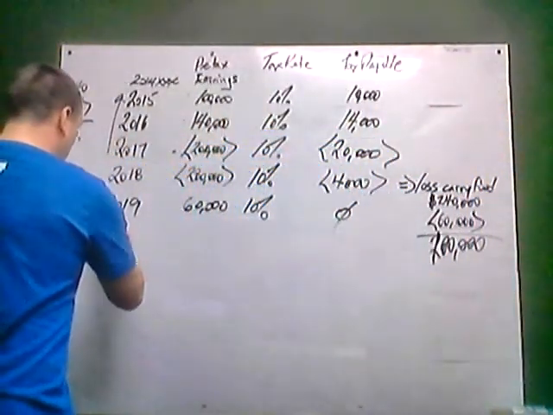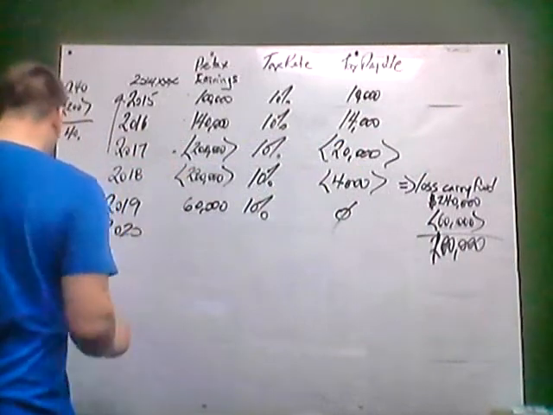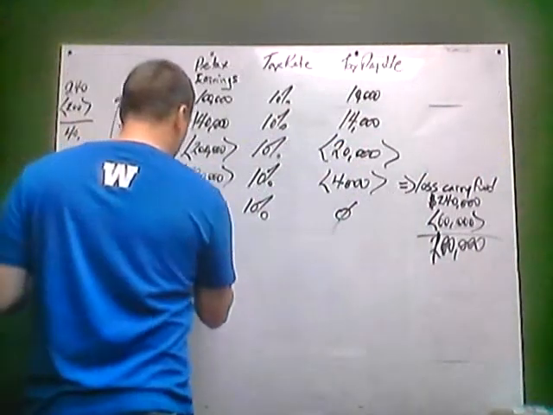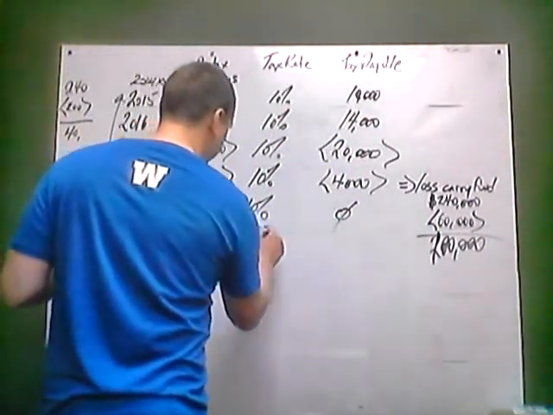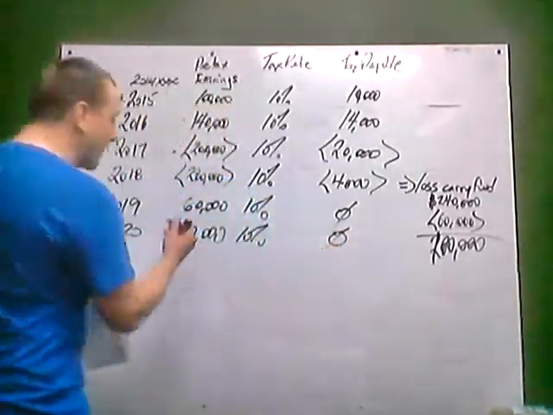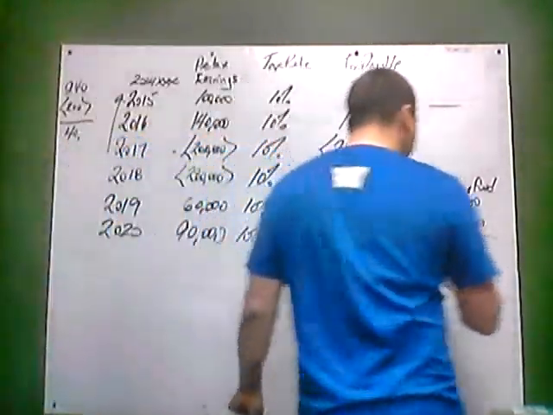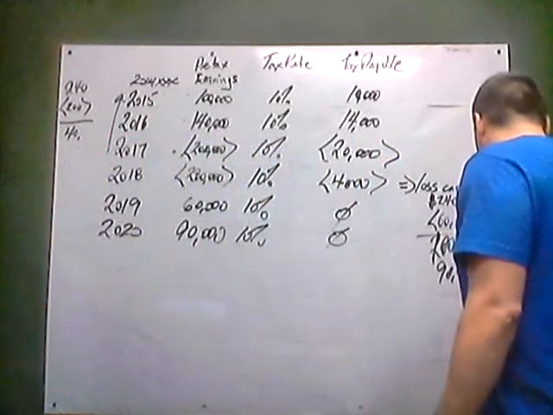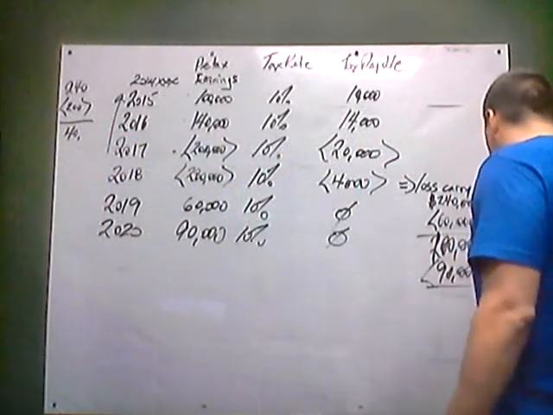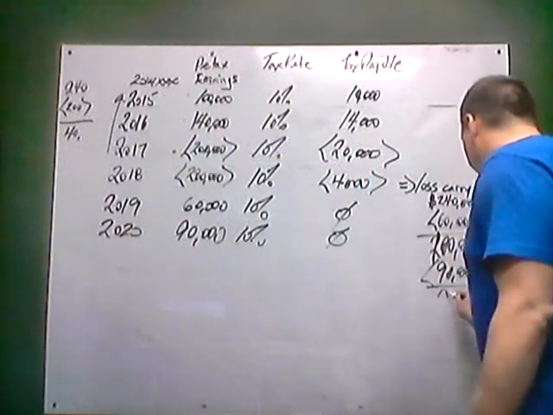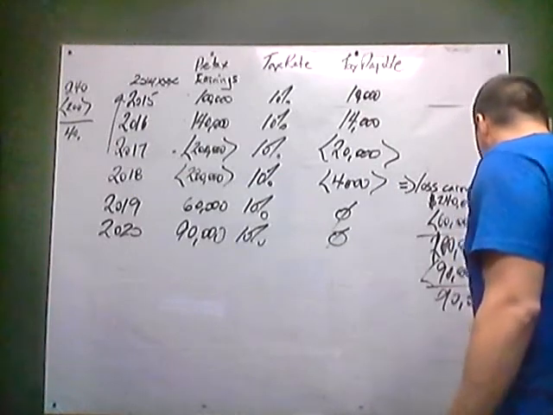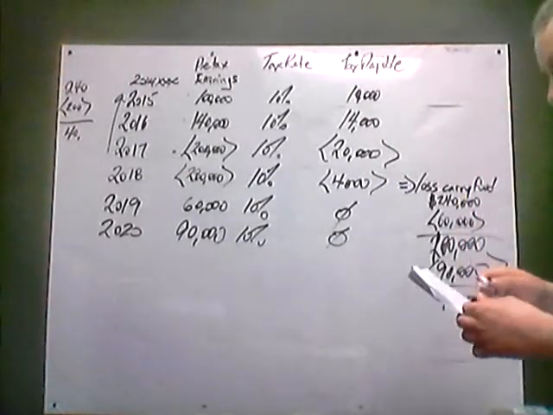Now for 2020, what's happening? We make 90,000. 10% tax, again, 0%. Why? Because we want to use our losses. So we have 90,000 left, okay, that shields from income.